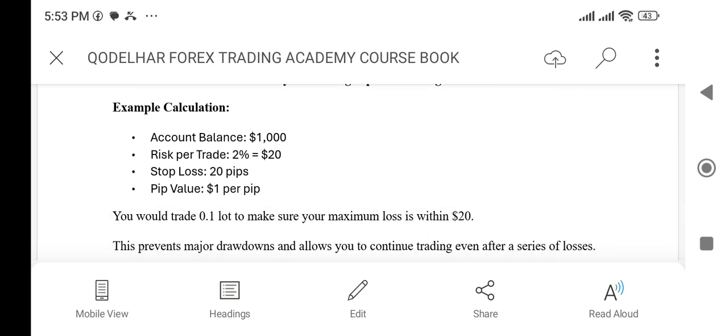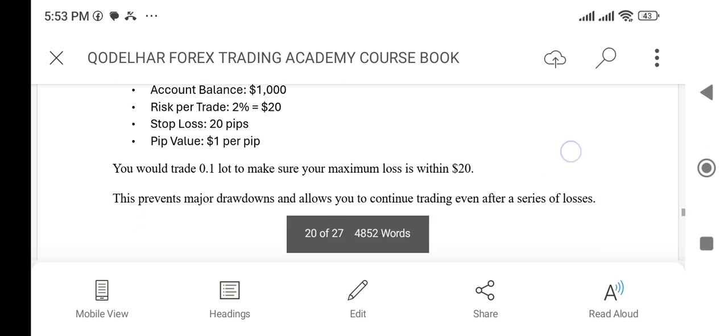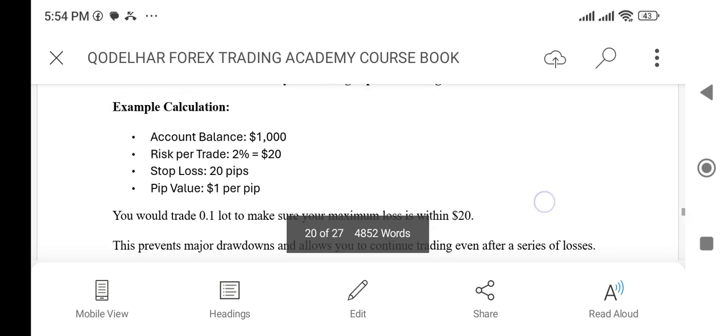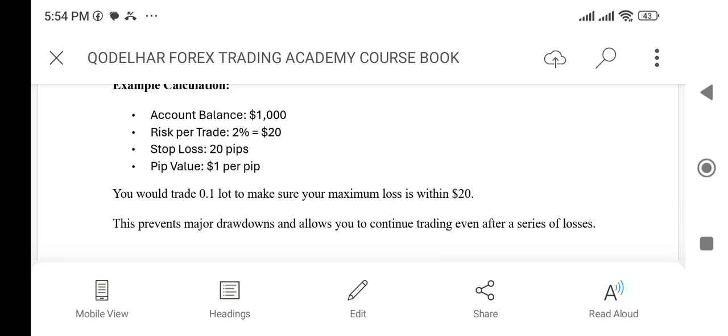This is an example. Account balance of $1,000. Risk per trade 2%, that's $20. Stop loss, that's 20 pips. So pip value, that's $1 per pip. So that is the standard lot. Micro lot. So for you to know what you are going to lose, you have to calculate. There is a general formula that I used to give to my students.